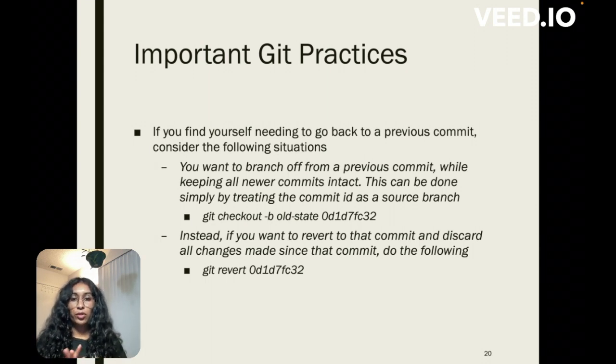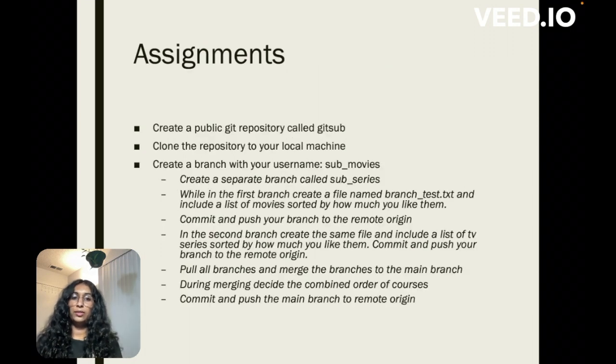Instead, if you want to revert to that commit and discard all changes made since that commit, you can do the following: git revert and pass the ID or the state. I think this is a cool feature Git has. I think we have tried to cover almost everything for the basic instructions.